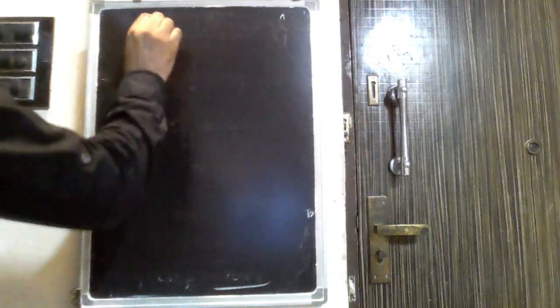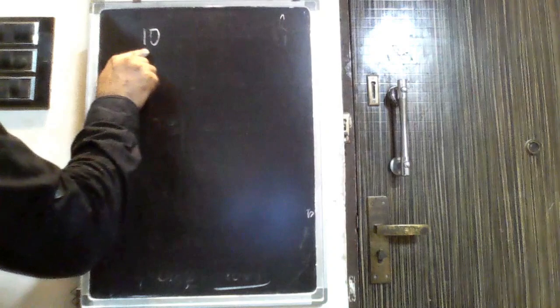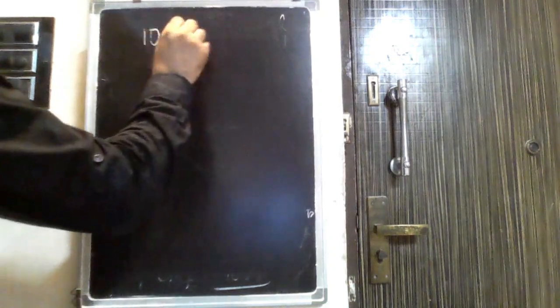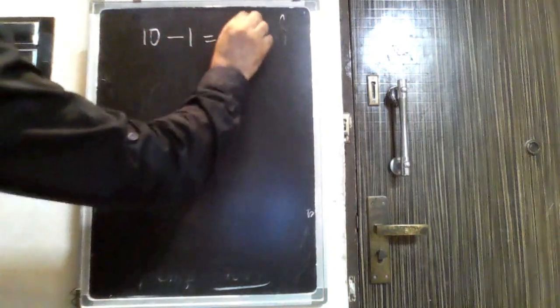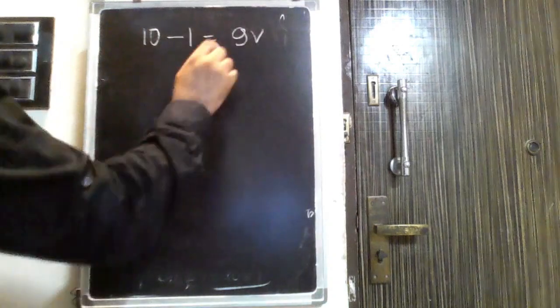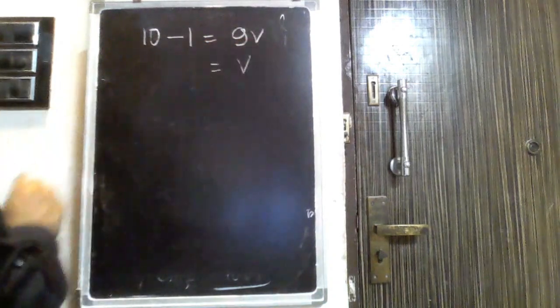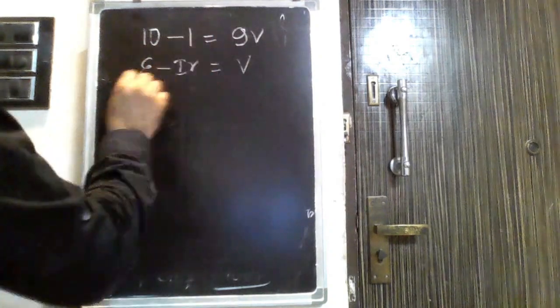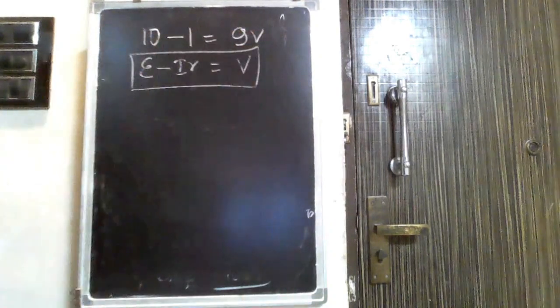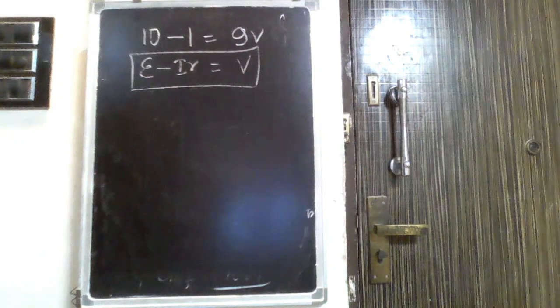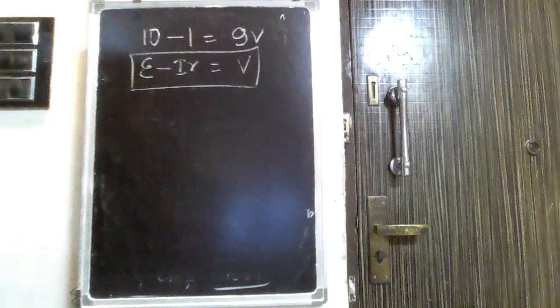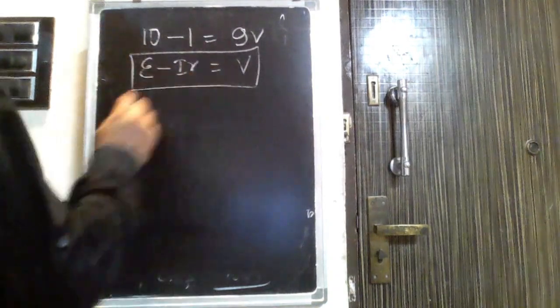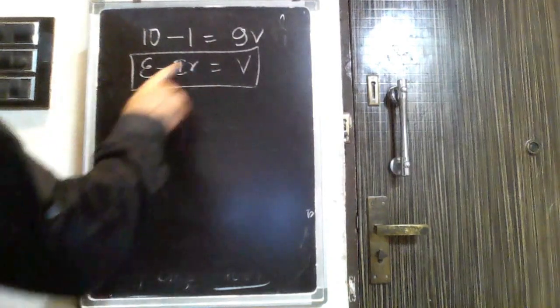So my 10 volt was the EMF I had. 1 volt got lost and I've got 9 volts. This 9 volt is called your terminal voltage. This is E and this is my voltage drop IR. So V is always going to be equal to E minus IR. The terminal voltage formula is always EMF minus the voltage drop inside the battery.